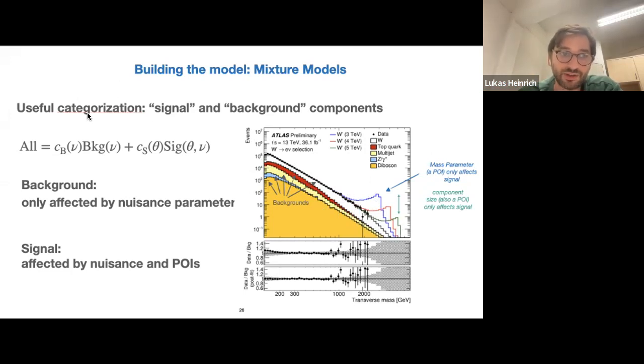What is the difference between background components and signal components? The background components are really only affected by the nuisance parameters, while the signal component is affected by the nuisance parameters and the parameters of interest. So the signal is generated by the things that we're really interested in, in the parameter vector, like the mass of the Higgs or the mass of this particular event. Depending on what the mass of this hypothetical particle is, it will modulate the position of this peak in the distribution. But the background really is only affected by the nuisance parameter. This is a categorization that makes a lot of sense for us as physicists.